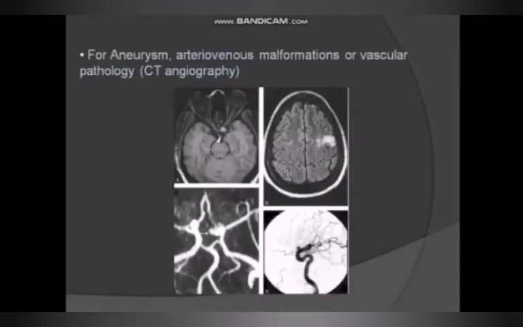And the last one we have for CT uses is that it is used for aneurysm, arteriovenous malformation, or vascular pathology of CT angiography. What is CT angiography? It's a test that uses X-ray to provide detailed pictures of blood vessels. CT angiography can show narrowed or blocked areas of blood vessels or any malformation or abnormalities, like this picture is shown to us.